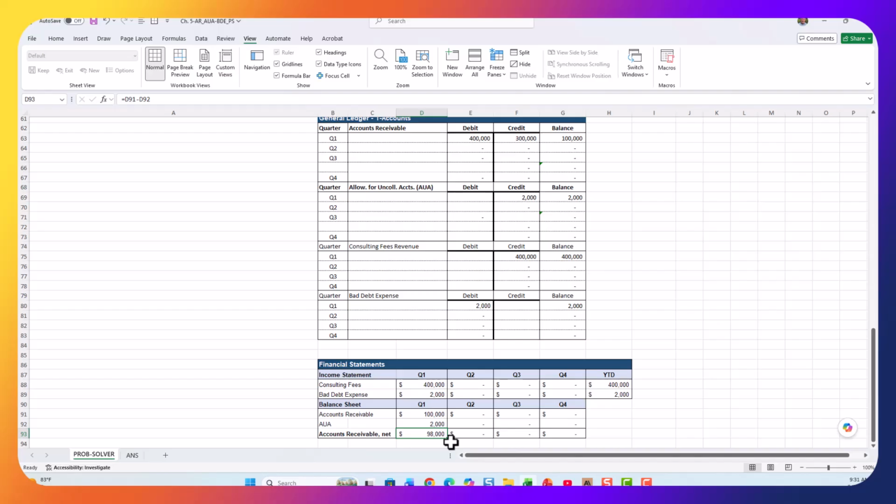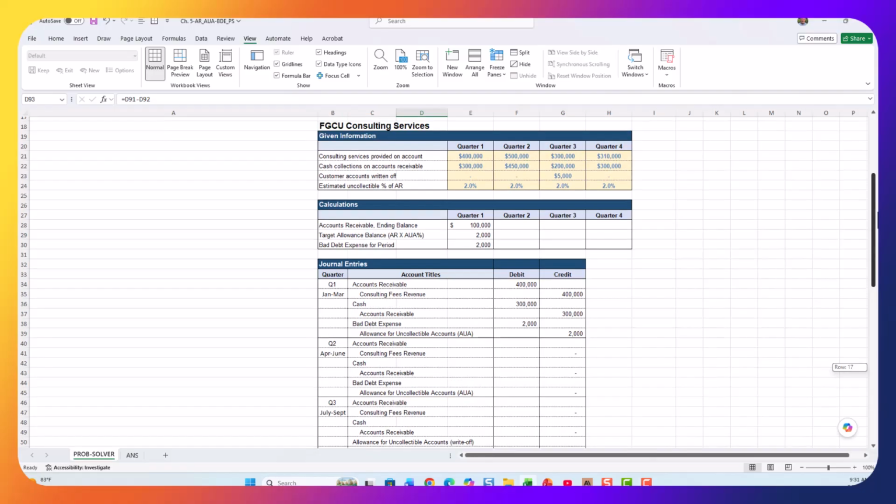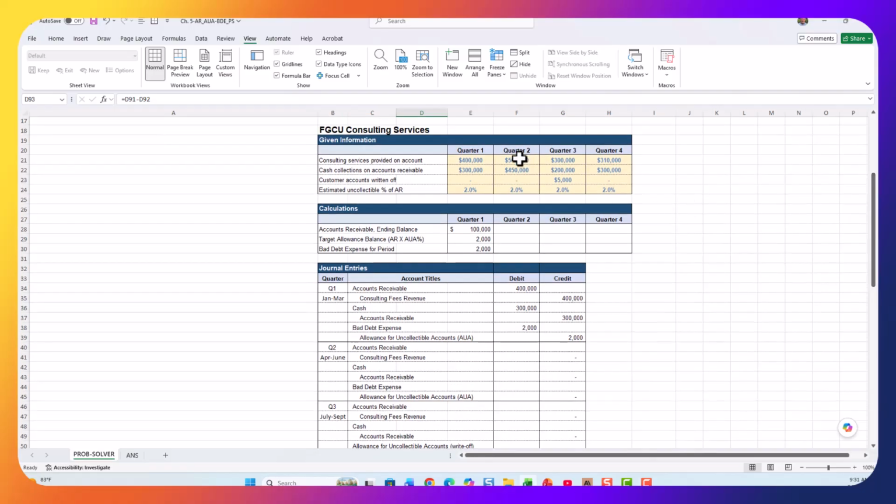Now let's take a look at the second quarter. During the second quarter, consulting services provided on account totaled $500,000. Cash collected on accounts receivable totaled $450,000. There were no customer account write-offs. Estimated uncollectible percentage remained at 2%. So let's do our calculations first.